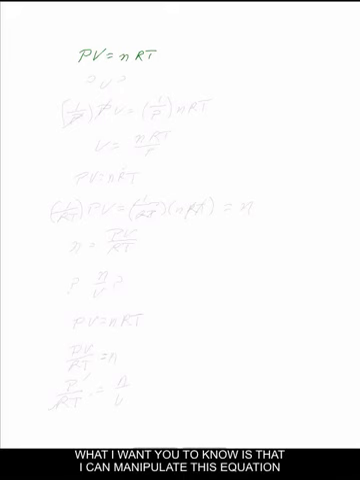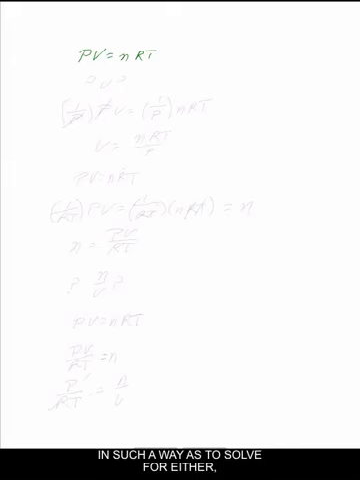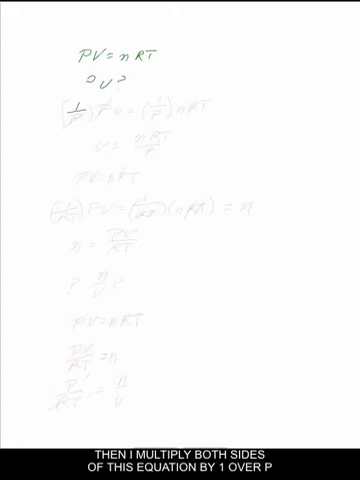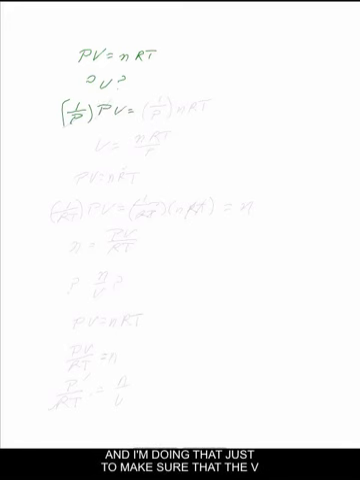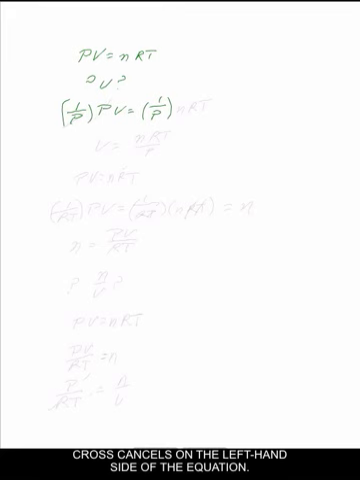What I want you to know is that I can manipulate this equation in such a way as to solve for any of these five variables in the equation. For example, if I wanted to solve for V, I would multiply both sides by 1 over P in order to isolate V. In other words, if the question is what is V, then I multiply both sides of this equation by 1 over P, and I'm doing that just to make sure that the P cross cancels on the left-hand side of the equation.